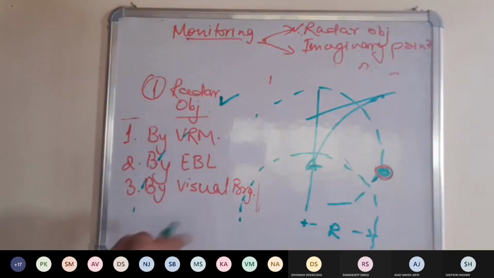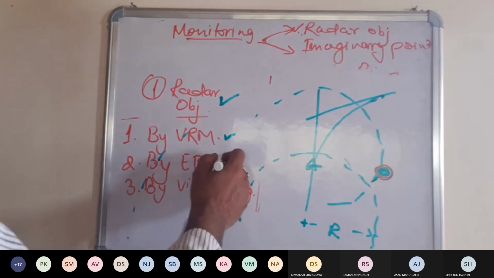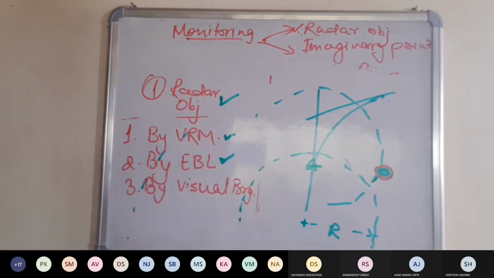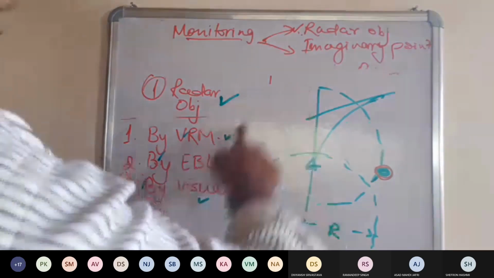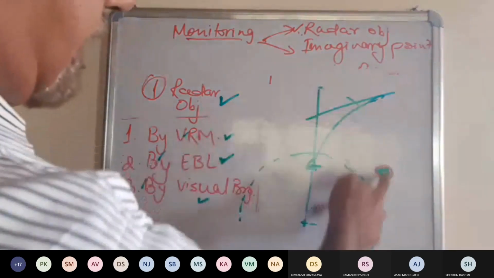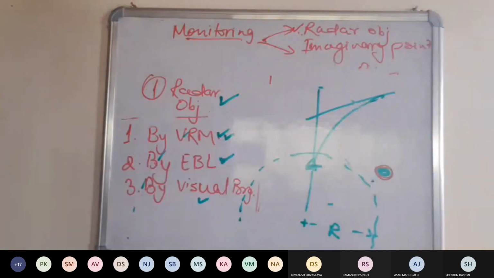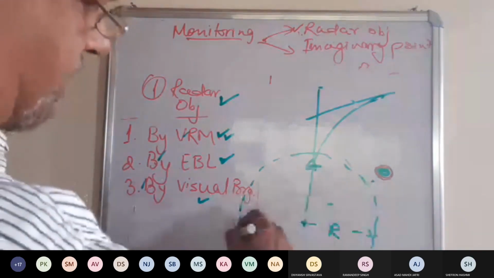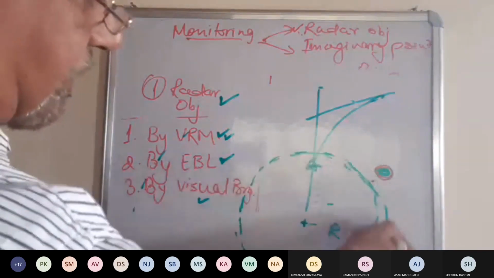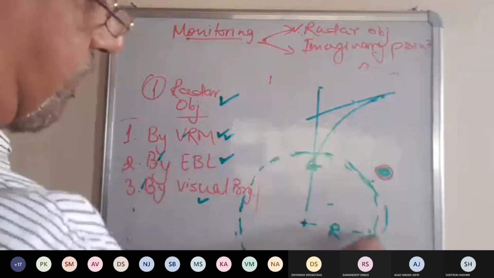So the methods that we can use is by VRM we can monitor the turn, with EBL we can monitor the turn, or by visual bearing we can monitor the turn. Now what I said, first method, monitoring the turn by VRM, what we do, we make the VRM like this with a radius of r.